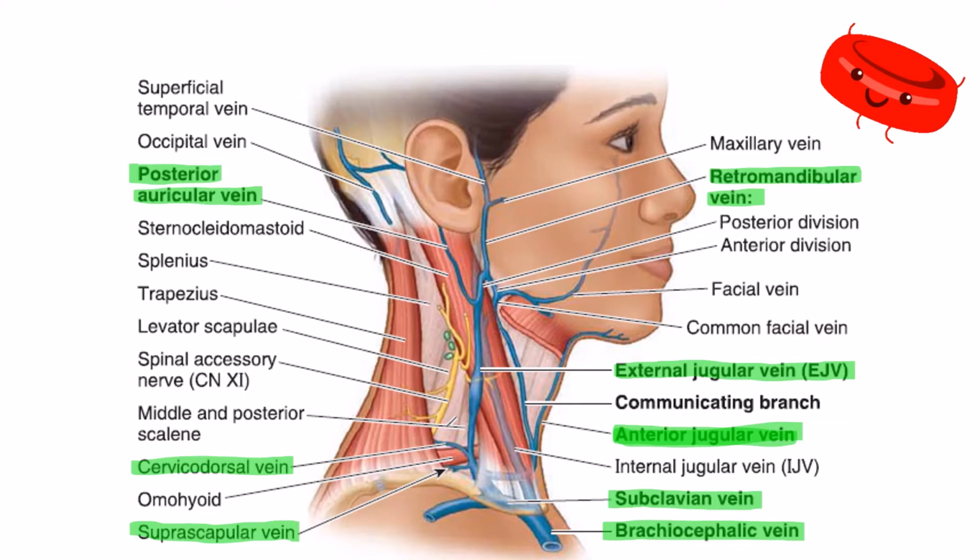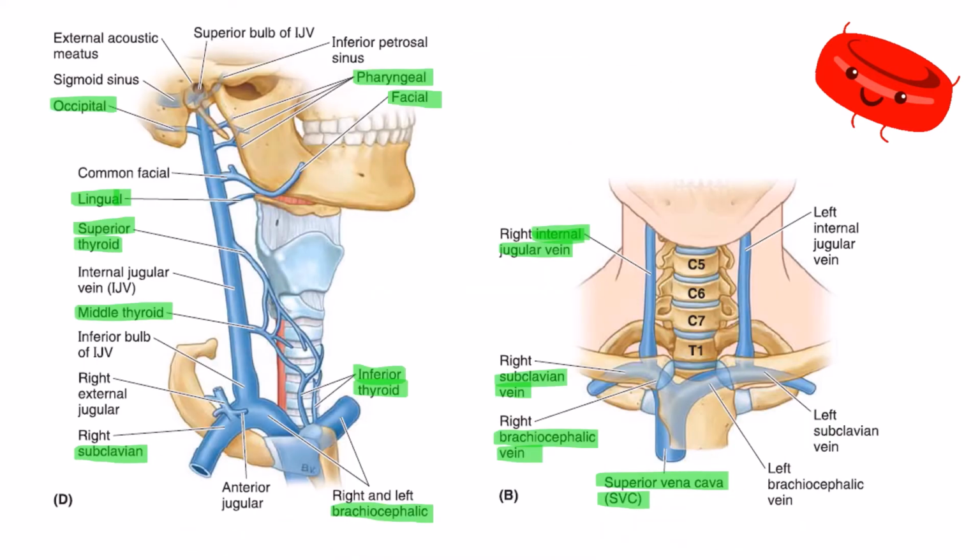vena cava. Now, moving on to the veins of the anterior cervical region, the internal jugular vein drains blood from the brain, anterior face, cervical viscera, and deep muscles of the neck. It receives contributions from the occipital, pharyngeal, facial, lingual, superior, and middle thyroid veins before draining into the subclavian vein, the brachiocephalic vein, and into the superior vena cava.